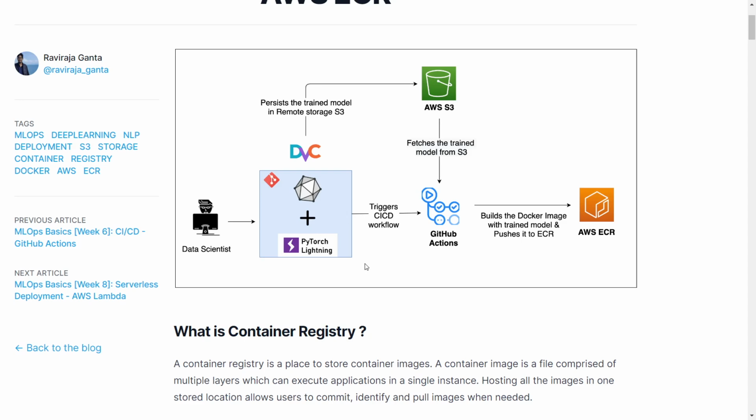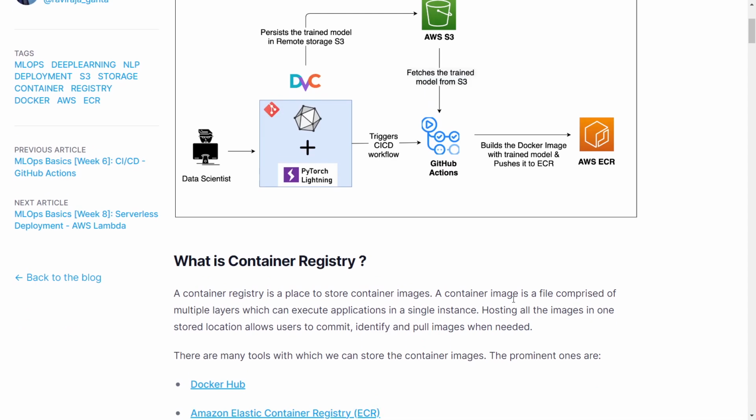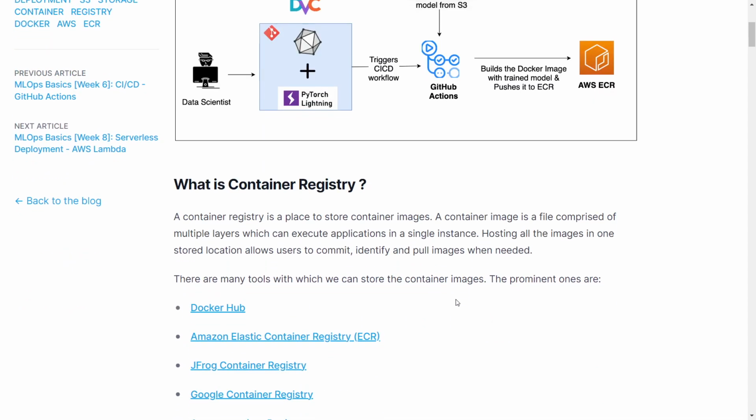when we trigger the CI/CD pipeline, and those things are evaluated using GitHub Actions. Once our action is approved, we build a Docker image with the trained model and push it to Amazon ECR. So what exactly is a container registry?